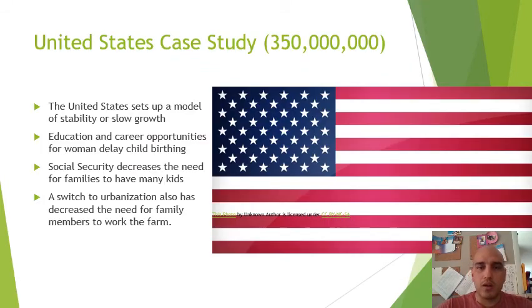So a case study on America. We are a pretty stable country in relevance to population growth. How did we achieve this? Giving women the opportunity to go to school and have a career has delayed the first child rearing. Social Security exists here in the United States, and so people no longer have children as a security policy. And we have also switched to more of a urbanized world, in which we are no longer working the farms when we need that many children. And so now the people tend to have smaller families and devote more resources to those children.